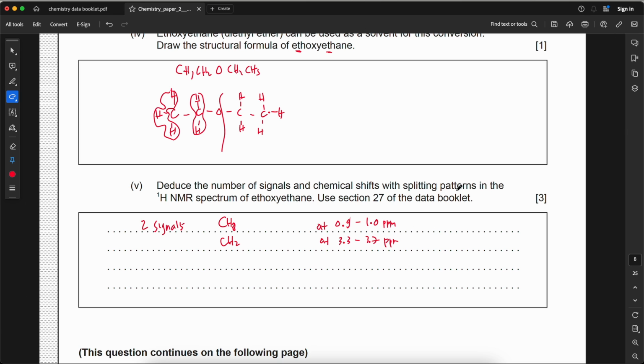For the splitting patterns, CH3 is next to CH2, so it means triplet, and CH2 is next to CH3, so it's a quartet. If it's next to CH, it's a doublet. If it's next to the C that has no H, it's a singlet.